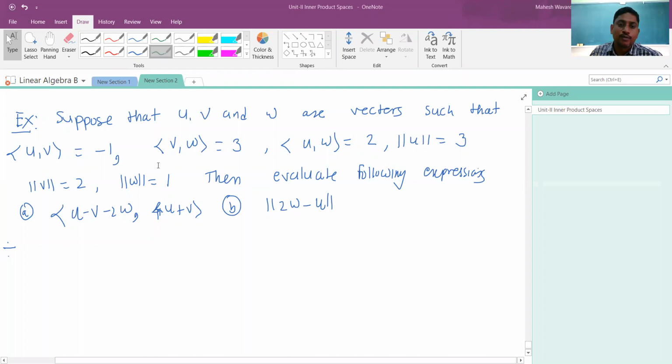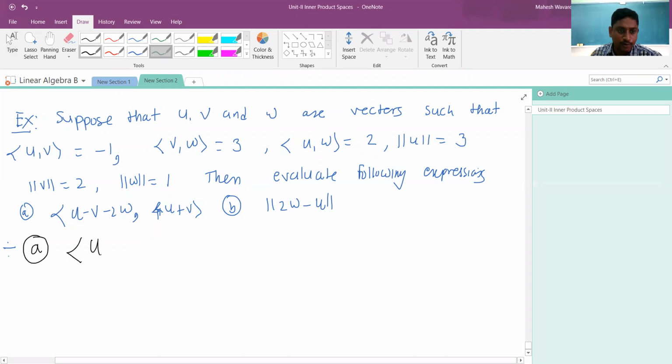Suppose that u, v and w are vectors satisfying this. The inner product of u, v is -1, v, w is 3, inner product u, w is 2, and norm of u is 3. Norm of v is 2, norm of w is 1. Then evaluate the following expressions. We'll evaluate this expression one by one.